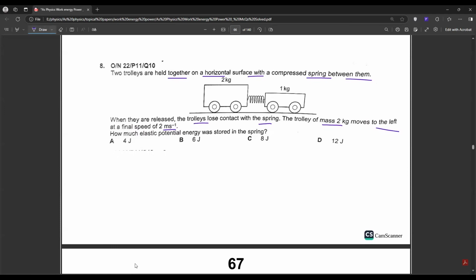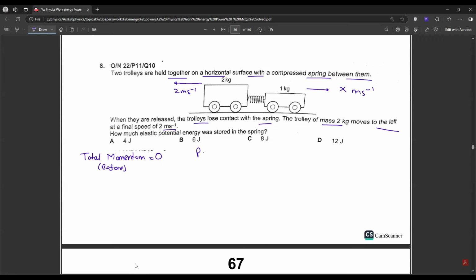So, initially, both the trolleys were at rest. So, the total momentum initially, or total momentum before, was what? Zero. What will be the total momentum after? If this 2 kg is traveling towards the left with 2 ms minus 1, this 1 kg will be traveling towards the right with a velocity of x ms minus 1. Can we calculate that? Yes.